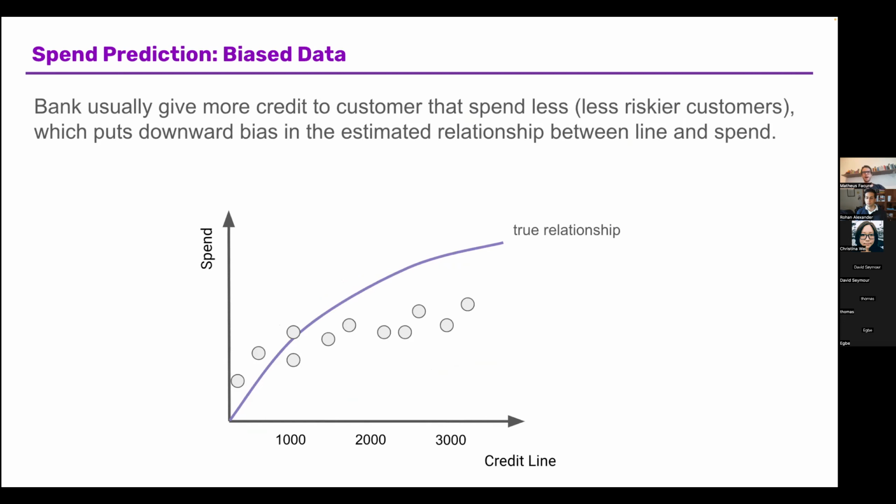There's also a problem with bias. Let's say that you have data on spend and credit line, and the true relationship between credit line and spend looks something like this purple line. However, it's very common for the bank to give more credit line to people that are less risky. And for the same credit line, people that have less risk spend less. So this adds bias to your data set. You're essentially giving more lines to people that will spend less, so the data looks with a slope much lower than the true one that you want to estimate. So we have to deal with that.